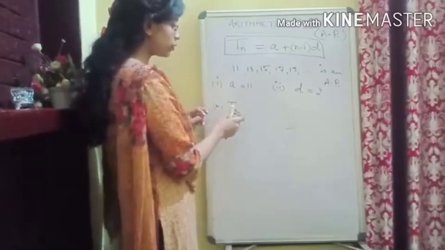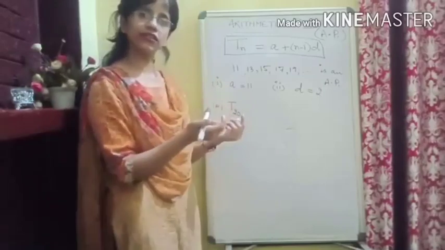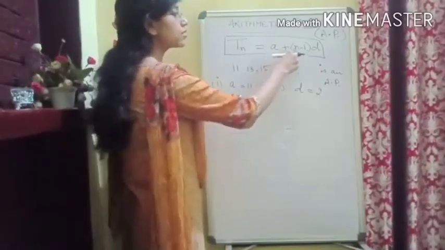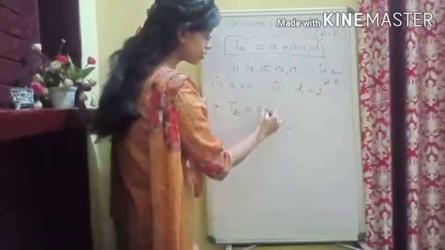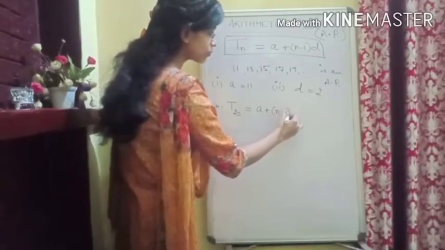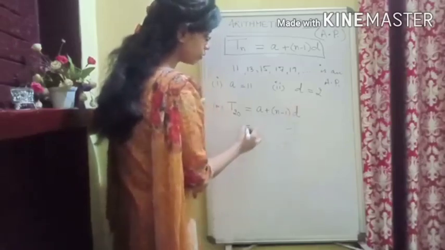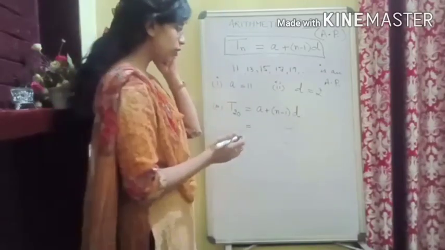And here we are going to calculate the 20th term. What is the formula? That is a plus n minus 1 into d. A plus n minus 1 into d. Okay. Now a plus n minus 1 into d.